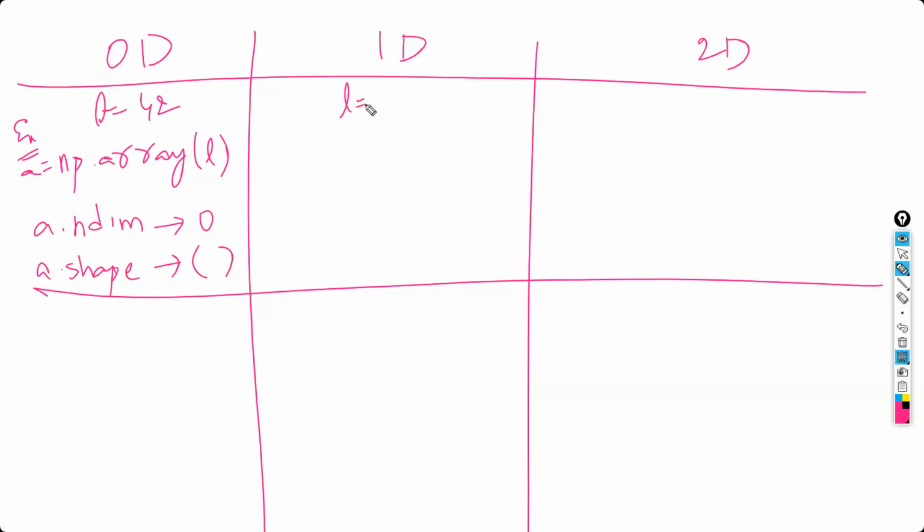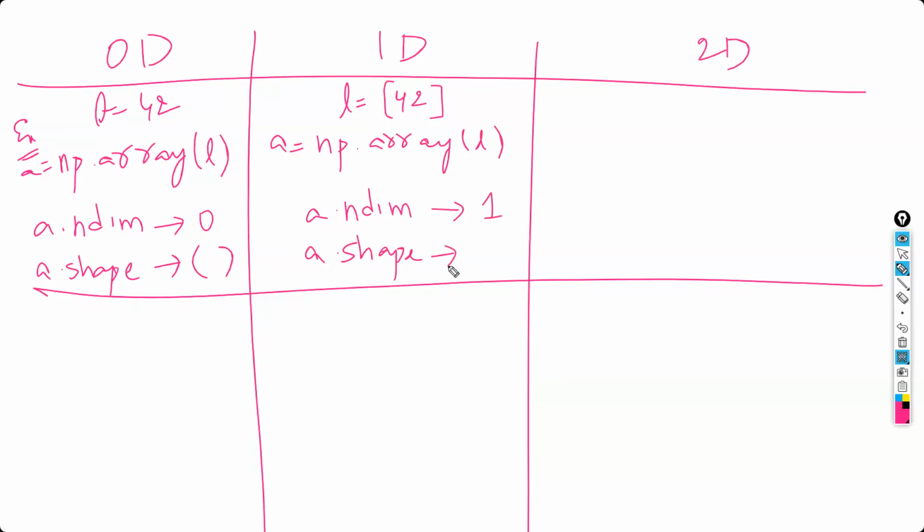Next, L is equal to list of 42. Don't write simultaneously, focus clearly. Okay, I will give you time to write. L is equal to list of 42. A is equal to np dot array of L. Now you are converting this one to array. Now what is the ndim? Ndim is one dimensional. And what is the shape of this one? It is 1 comma, only one item is available, so 1 comma. L is equal to, within the list, one more list of 42.